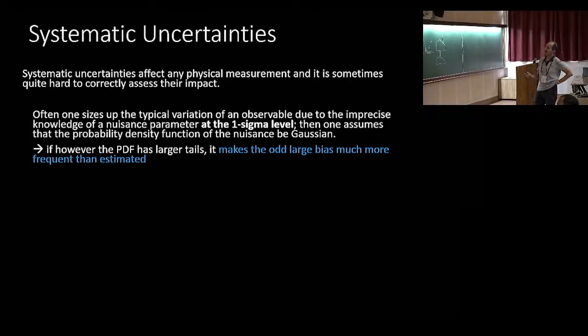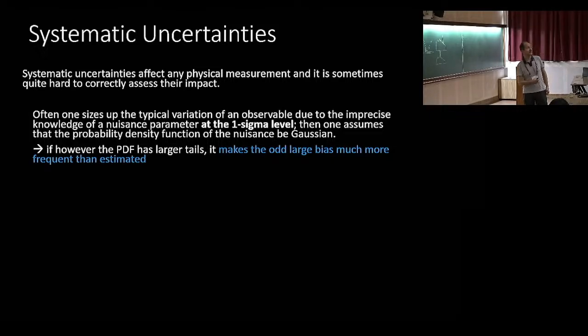So typically, what we do is that we size up the typical variation of an observable quantity due to an imprecise model of some nuisance parameter at 1 sigma. So what we used to do often: we have Pythia and we have Herwig. Which one is true? This model gives me this distribution. This other model gives me that distribution. Let's look at the variation on our observable based on using Herwig or using Pythia. And this variation at 1 sigma, we can sort of propagate it through our inference.